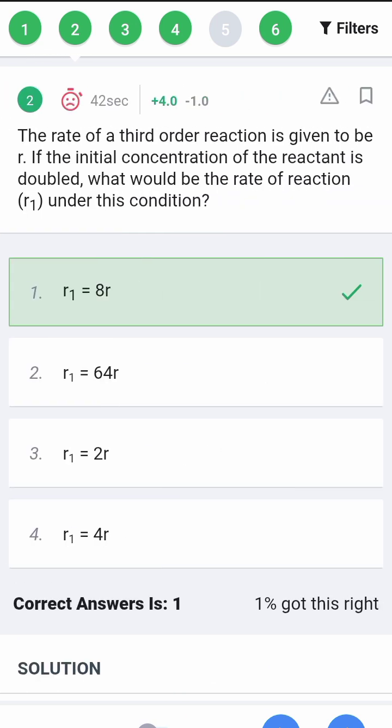Second question, for a third order reaction, initial... This is very easy. Like r1 is equal to k(2a)^3, that becomes 8 ka^3. It becomes k a^3 is r, and 2 to the power 3 becomes 8. So this is the answer.